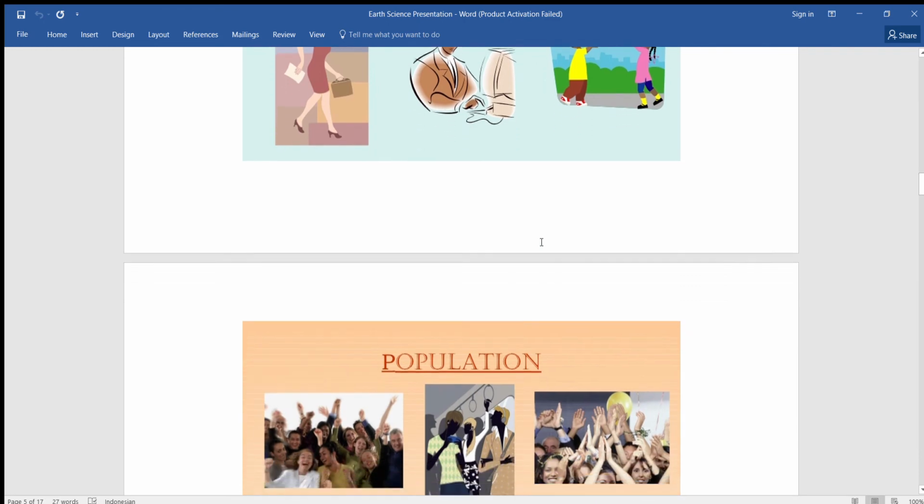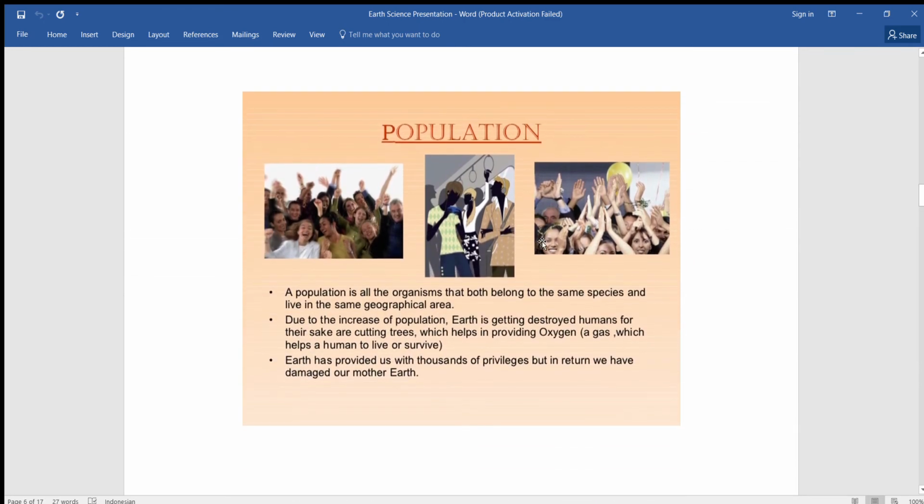Okay, on the next slide, yung population. According to your discussion, alam ko naman na discuss nyo to sa inyong klase, sa inyong mga high school student, ano ba ang population? Especially, nagtuturo kayo ng science eh. A population is all the organisms that belong to the same species and live in the same geographical area. So like human beings, di ba? Tayo, we are all the same organism. We are all living in the same geographical areas.